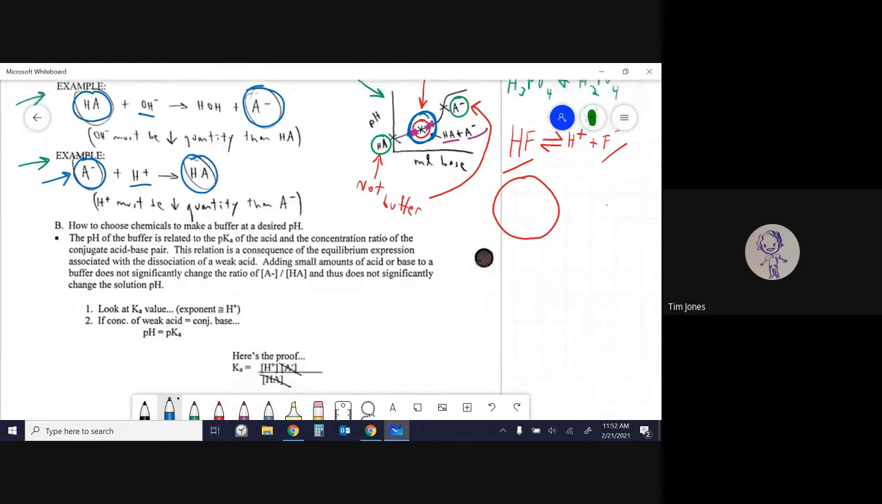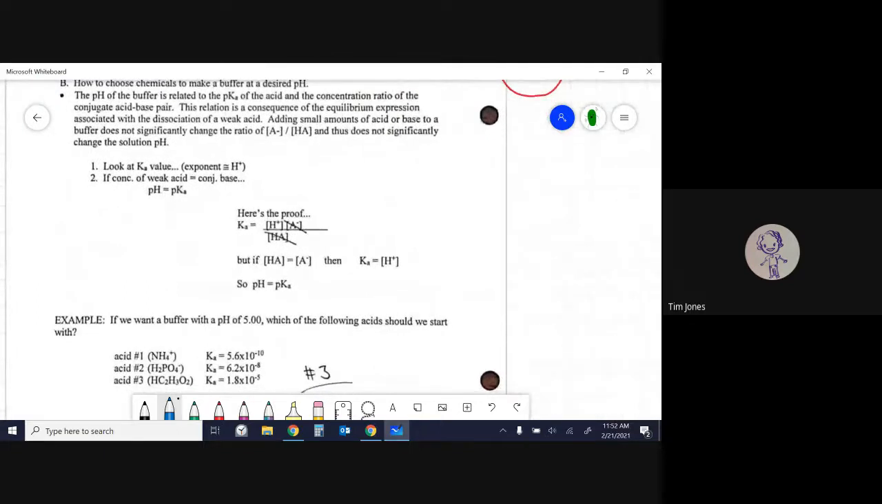So at that point, if we have exactly equal HA and A minus in the Ka expression, those two things cancel. Now I have Ka equals H plus. If you take the negative log of both sides, you get pH equals pKa. In other words, the pH of the solution, which happens to be a buffer, will be equal to the pKa of the weak acid.